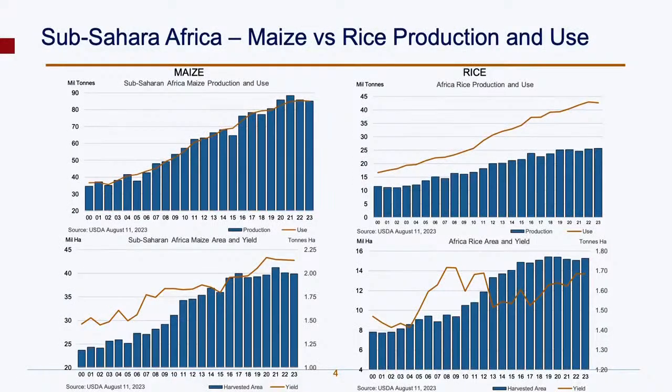So we need to start thinking about different solution sets if we want to increase the potential of African agriculture. Rice is a different story, right? The only two major commodities we're importing anymore are rice and wheat.